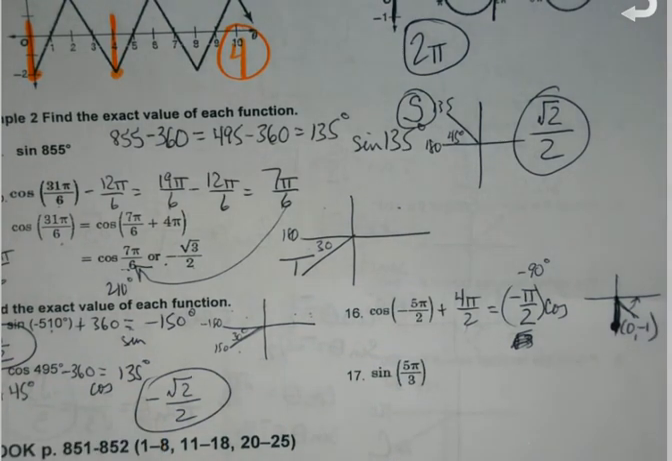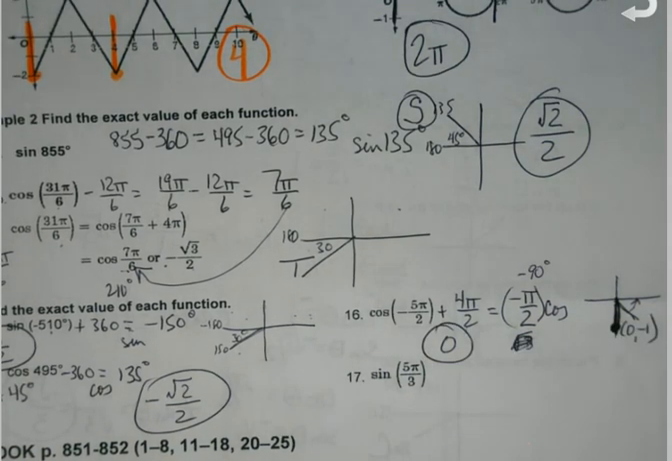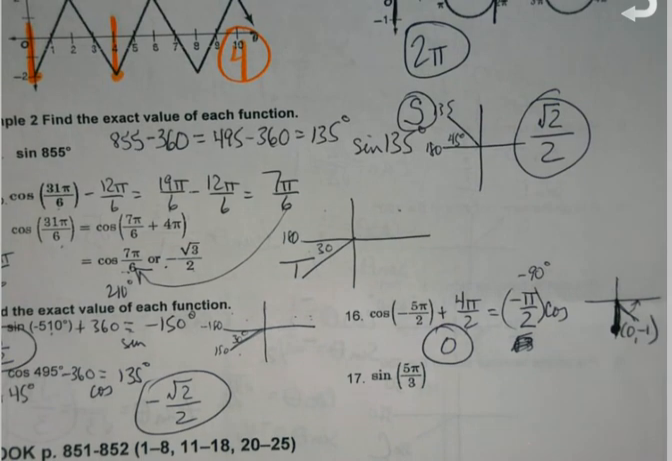That one, remember, I've got it 0, negative 1. Which one of those values is my cosine value? The 0 or the negative 1? The 0. So if I end up on an axis, whichever, always going to be cosine, always going to be sine. Just depends on which one I get.